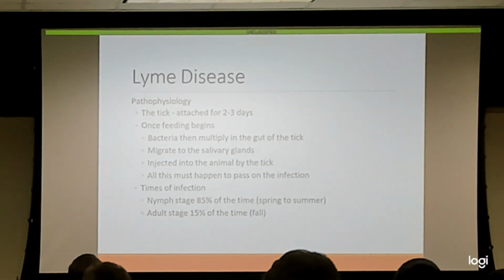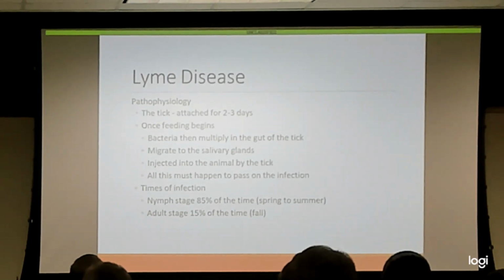All right, and then we have the two main types that usually cause it. It will be your nymph, that'd be your little kid stage of being a tick, and then your adult stage. And there it tells you your times: spring, summer for your nymph, that causes 85% of them, and then fall time, the adult.